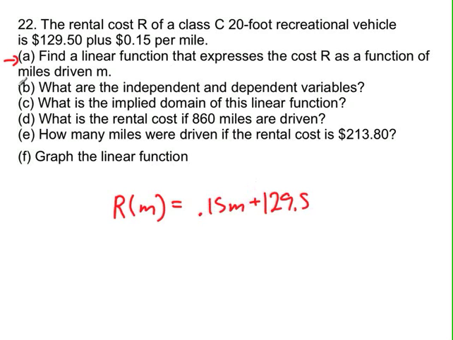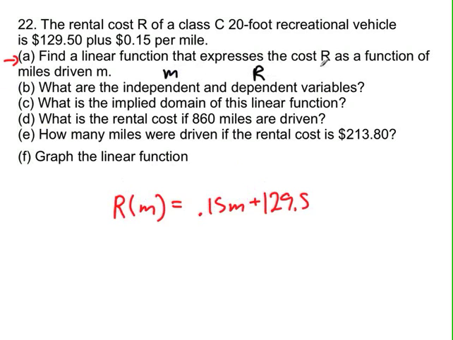Okay, and then the next one says, what are the independent and dependent variables? Well, the independent variable is always what the function is made up of. So it's a function of m. So the function depends on m. So the dependent variable is going to be R, which means the independent variable is going to be m.